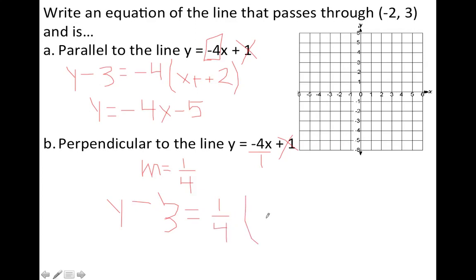And we have x minus negative 2. So the point slope form is the equation you need to memorize, again: y minus y1 equals m times (x minus x1). And when you solve this out for y, we should get y equals 1/4 x plus 7/2. And you're done.